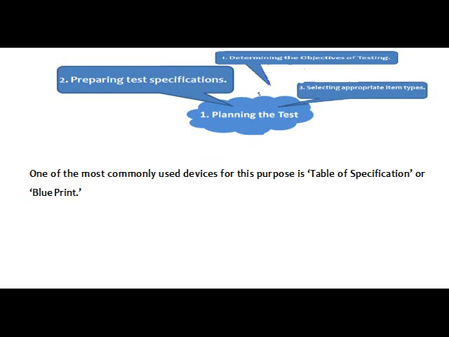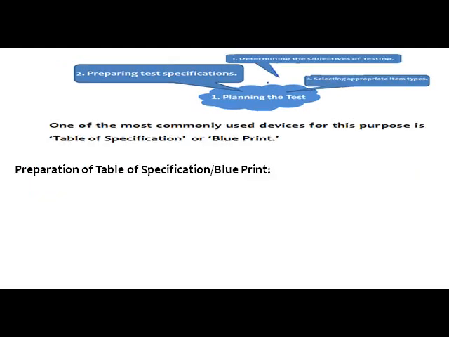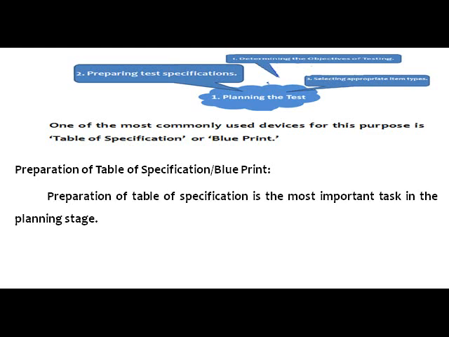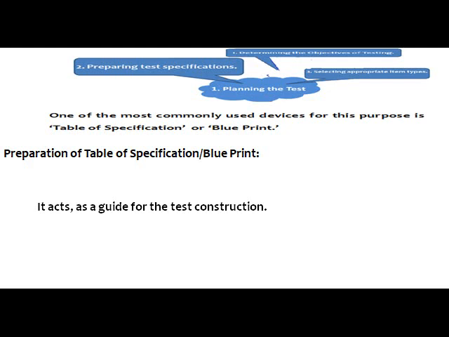One of the most commonly used devices for this purpose is the table of specification or blueprint. Preparation of the table of specification is the most important task in the planning stage. It acts as a guide for the test construction.